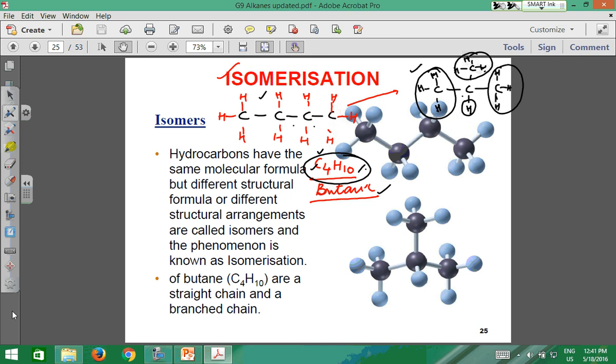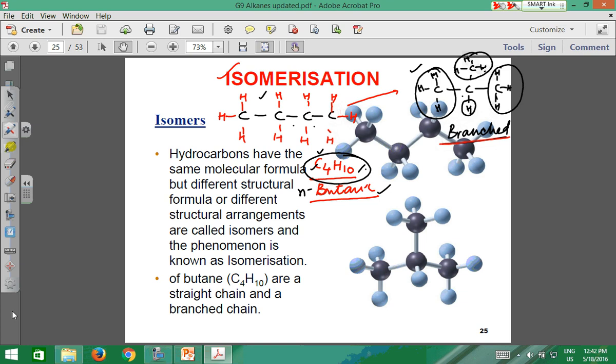I can say this isomer is a straight chain. So I can call it n-butane, normal. This is branched. 3 carbons here, 1 carbon has gone. So I can call this a branched hydrocarbon. So there are 2 forms, the 2 ways I can write.